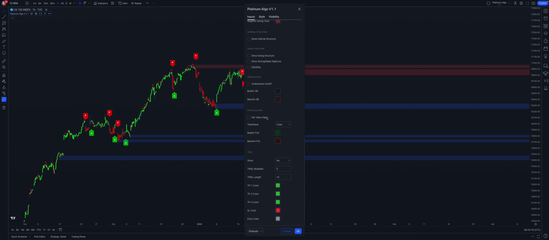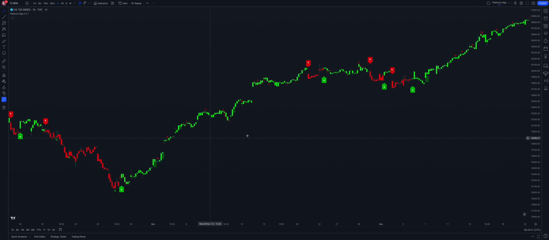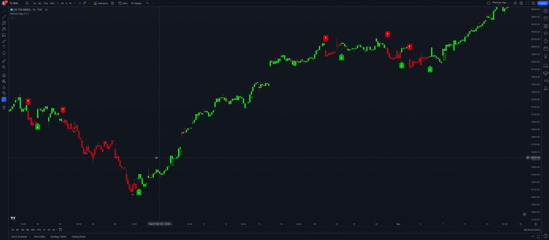And of course, we also have fair value gaps for those of you who trade FVG. So if I zoom in here, you can see that we have a bullish fair value gap, and you can use the FVG to either have a re-entry or an entry from this buy signal here. We have another FVG here.